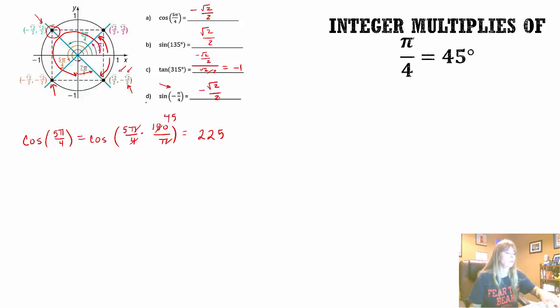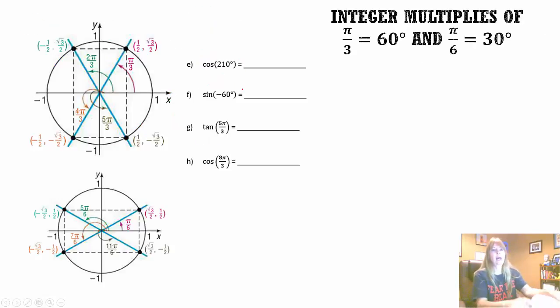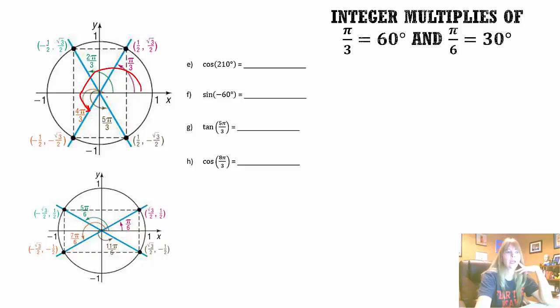All right, moving right along, let's look at integer multiples of 60 and 30 degrees. So we're going to do the same thing once we have these integer multiples. 210, I have to figure out, well, what's that a multiple of? Well, I know this is 180, and then if I add 30 here, okay, so I know it gets me to that point.